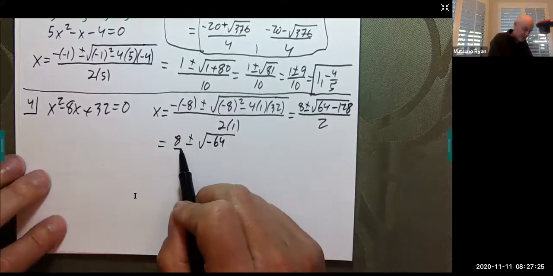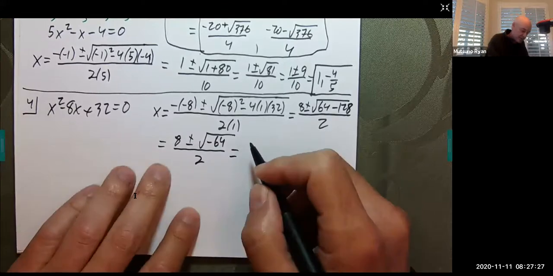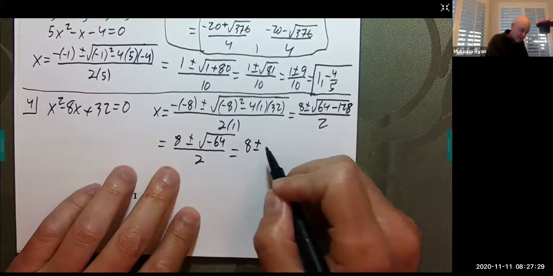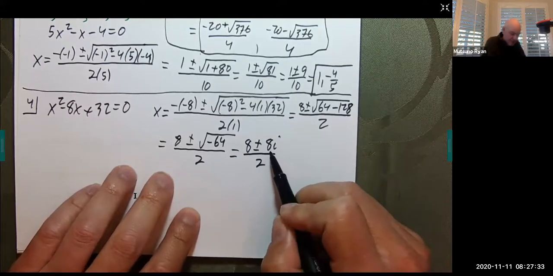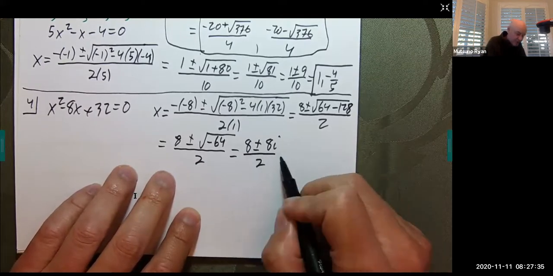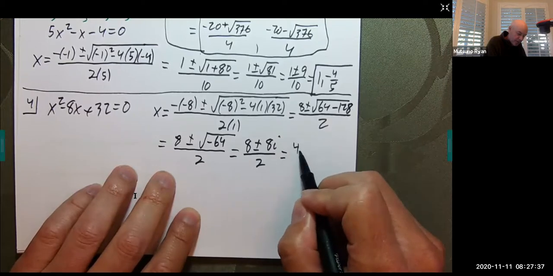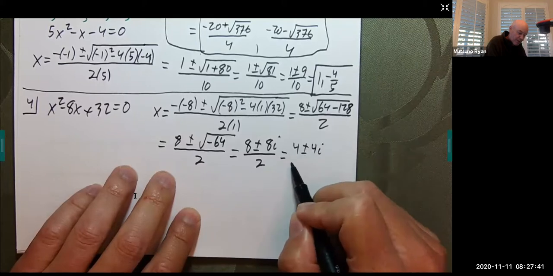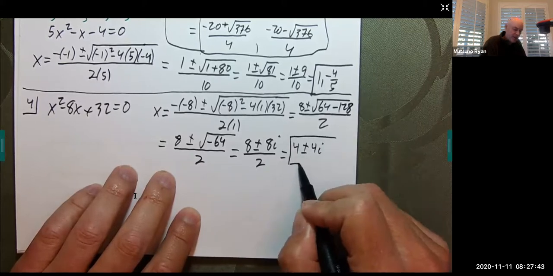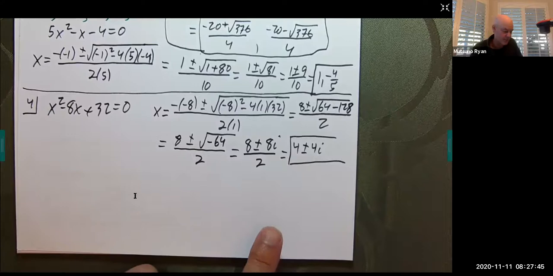which we have learned is not a big deal. This just becomes 8 plus or minus 8i over 2. And factoring the 2 out and reducing with the 2 down below, I end up with 4 plus or minus 4i. And of course, in the computer, you'll need to write that as 2 separate answers. That's going to be 4 plus 4i, comma, 4 minus 4i into the system.